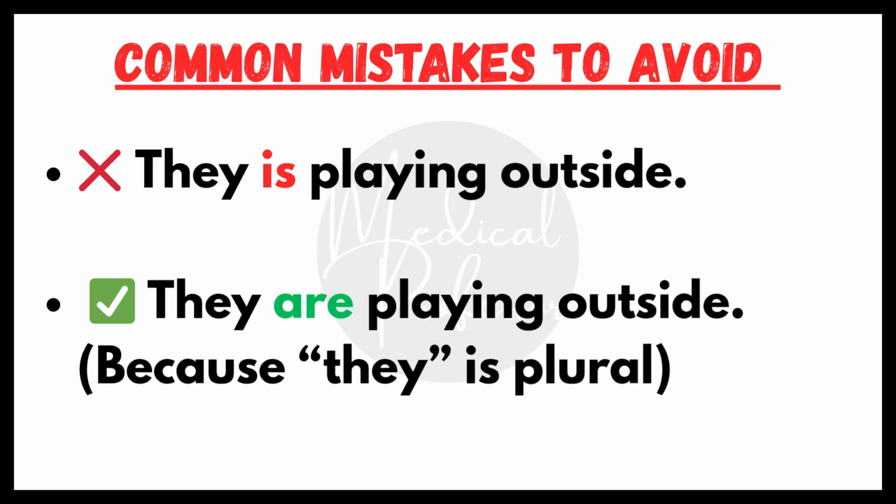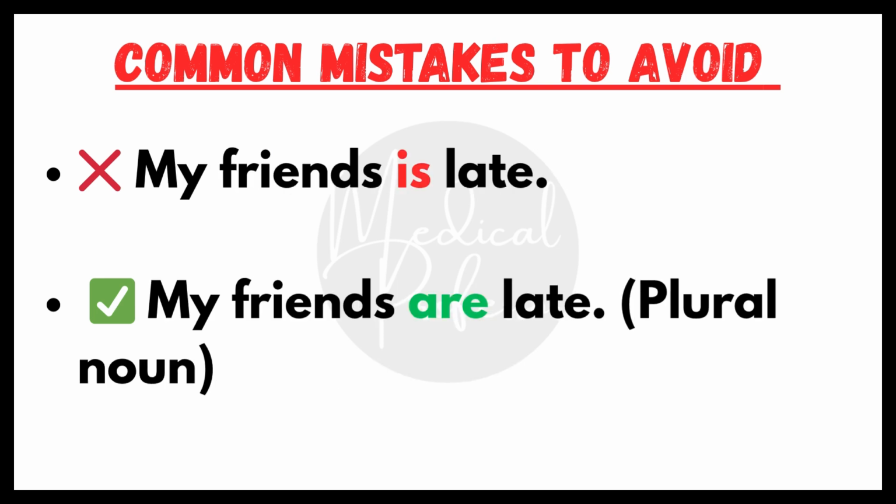The correct sentence is they are playing outside. Why? They means more than one person. It's plural, so we use are. Mistake number 3, my friends is late. The correct sentence is my friends are late because friends is a plural noun, so the verb must be are.